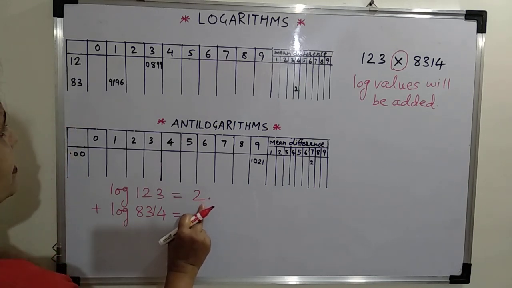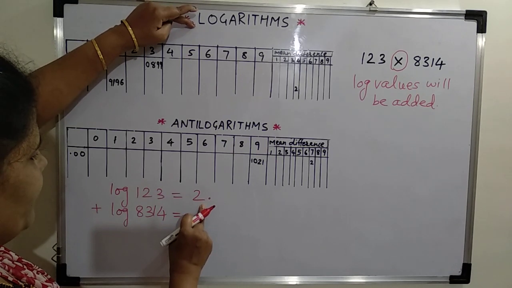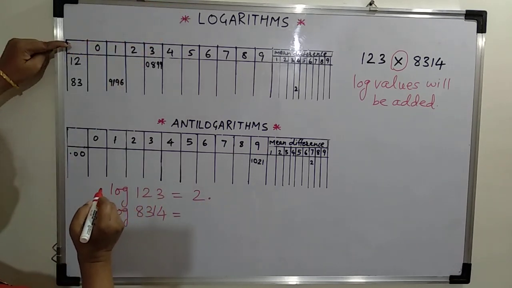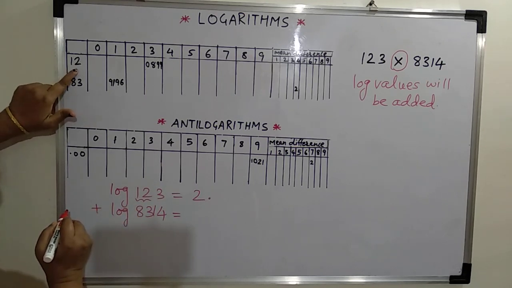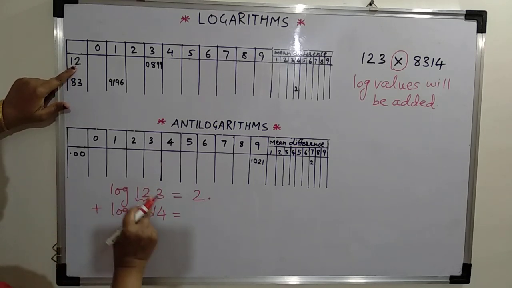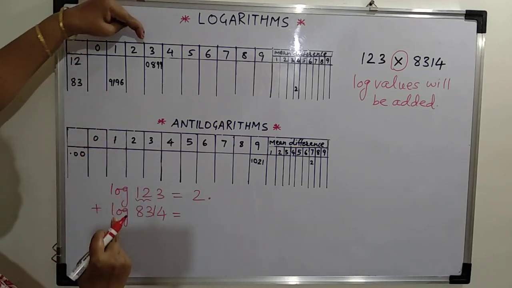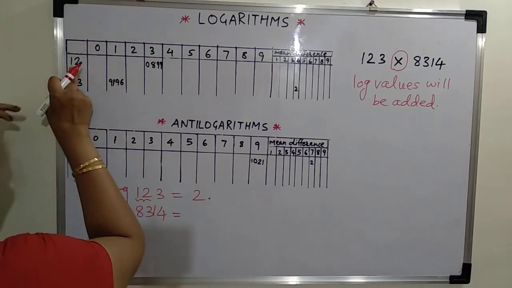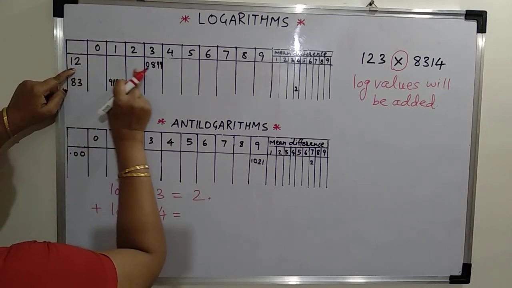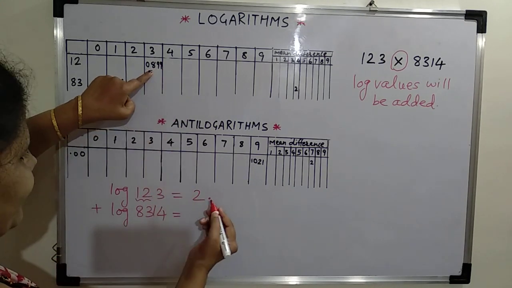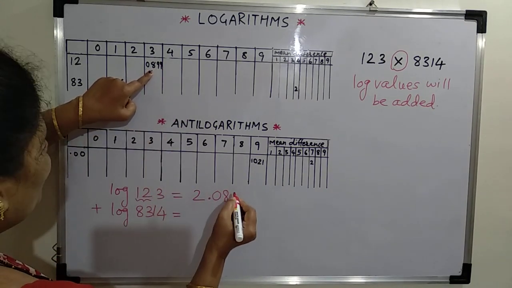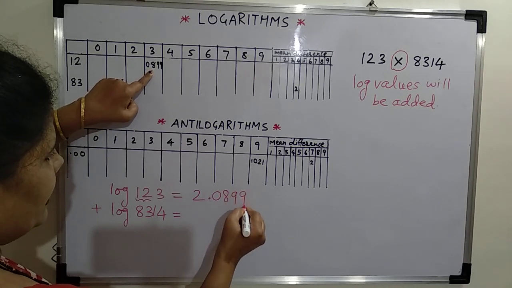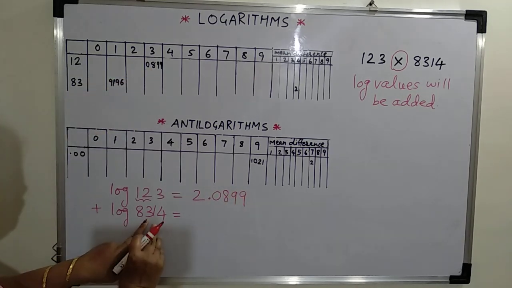Now after this, I will come to the logarithm page where I will find 12 in this column. Then I will move on to the column 3, and in the line of 12, under 3, whatever value is there, I will write after the decimal. So it will be 0899.